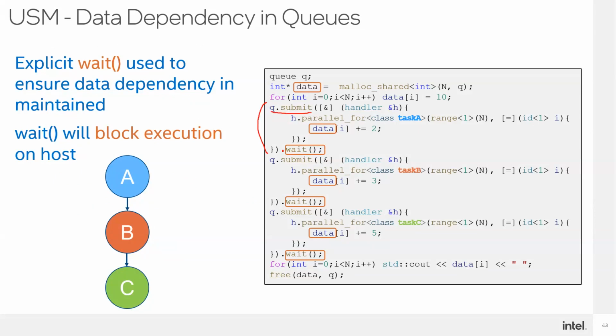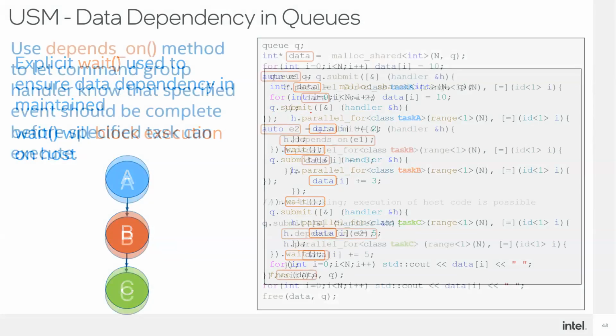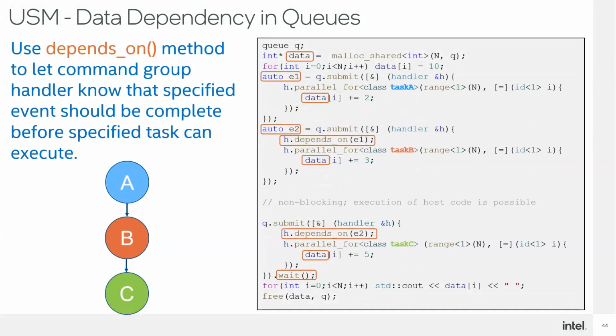So in this case, it actually doesn't block the execution on the host. Only wait on the queue blocks the execution on the host for the whole queue. So when you use the wait on the event, it also blocks, but it blocks only on this specific event. So once this specific kernel is finished the execution.